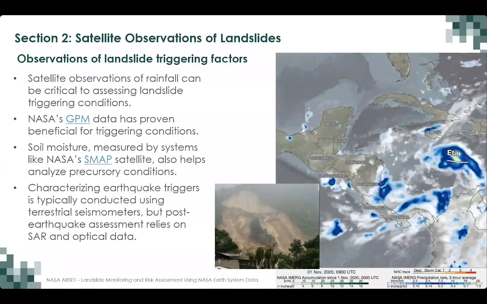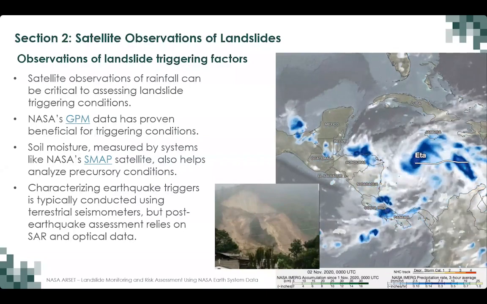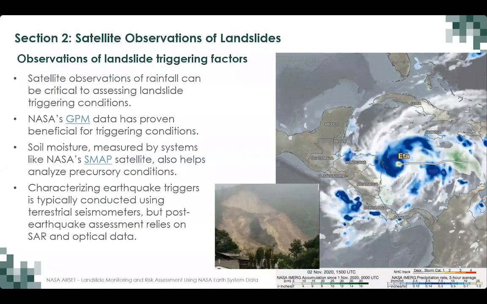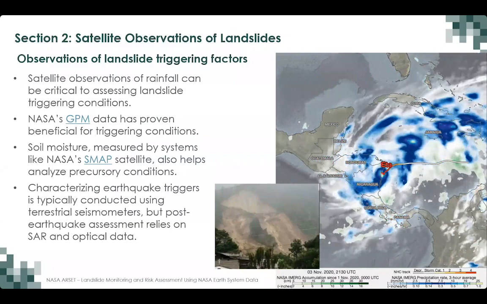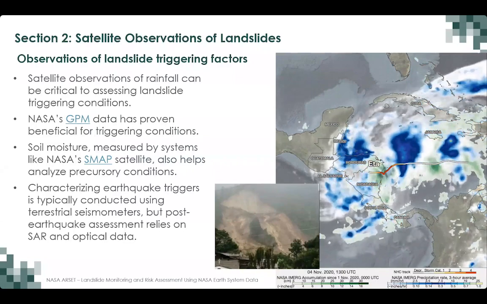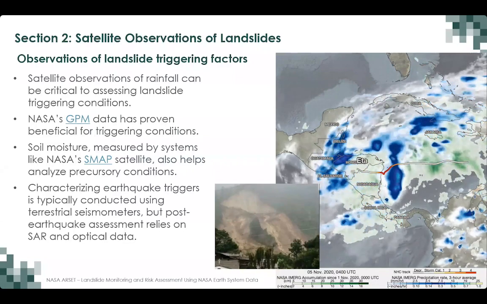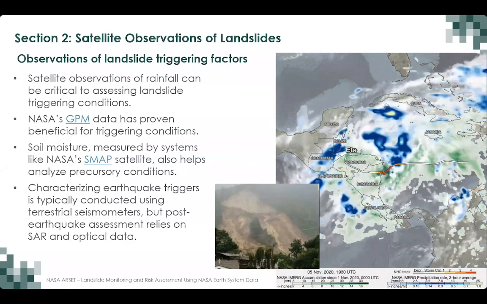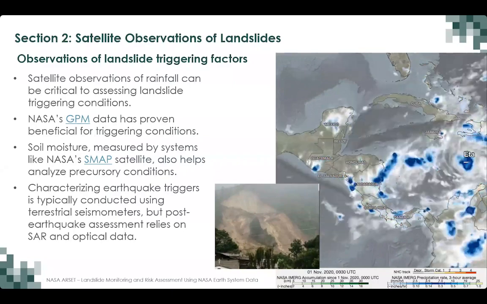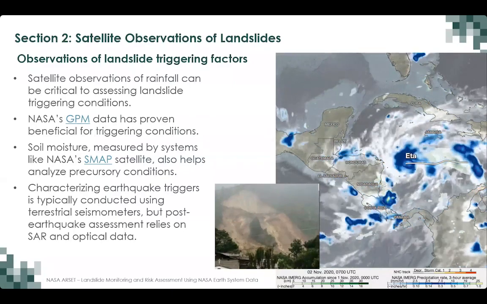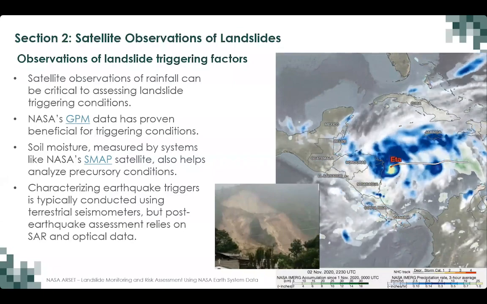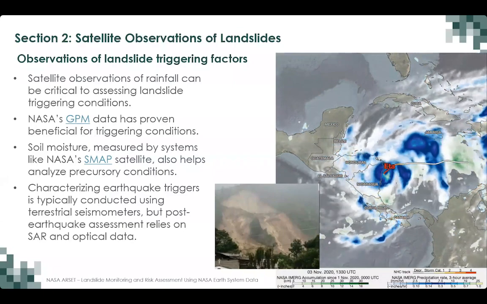Here I'm showing an image of the rainfall due to Hurricane Eta from a few years ago in 2020. This hurricane impacted Central America significantly and led to a large number of landslides. Using this GPM data of rainfall, our team was able to assess where the landslides are likely to occur, which matched up very effectively with where the actual landslides did occur. So we'll talk more about how to build those kinds of general models in due course.